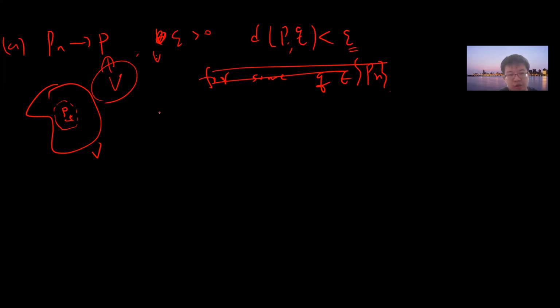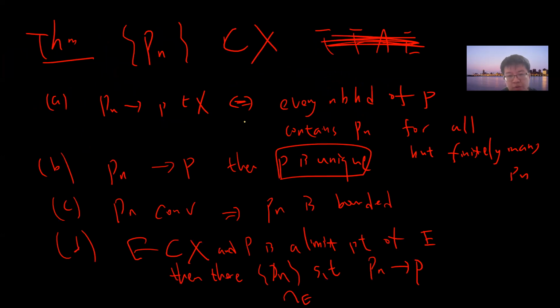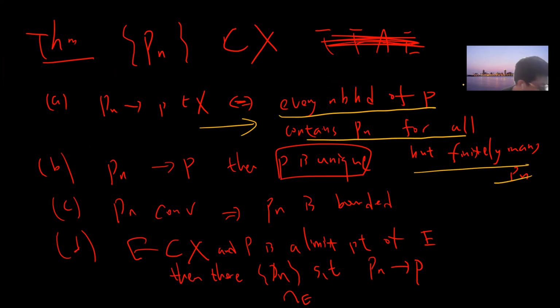But by definition, I can find such n when n is large enough. You can find another point here, let's say this is q prime, which belongs to the sequence, such that q prime sits in V, because V covers P, and I can find some point which is very close to P. Okay, so this is just the proof. Done. So I proved this direction: every neighborhood of P contains Pn for all but finitely many Pn.